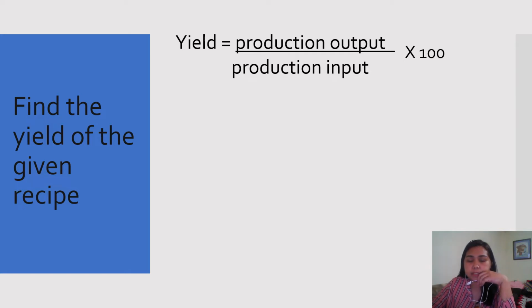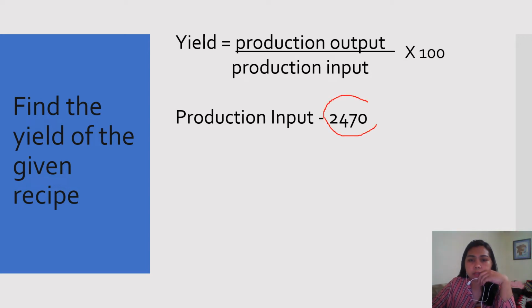So our first step is to add all the measurement of the raw materials. That will give us 2,470 grams. Again, in-add lang po natin lahat ng measurement ng raw materials ni chicken longanisa. At ito po ang nakuha natin, 2,470 grams.